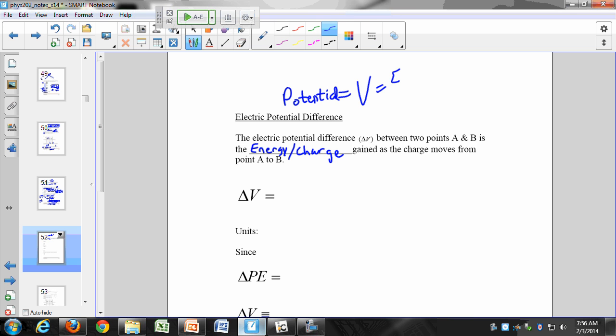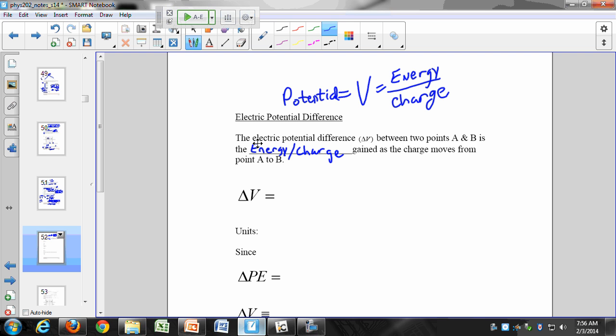Is equal to energy per charge. And we need to figure out some way to give these charges energy so that they can travel through a wire and do whatever it is that we want them to do: light a light bulb, run a motor, whatever it is. All right.